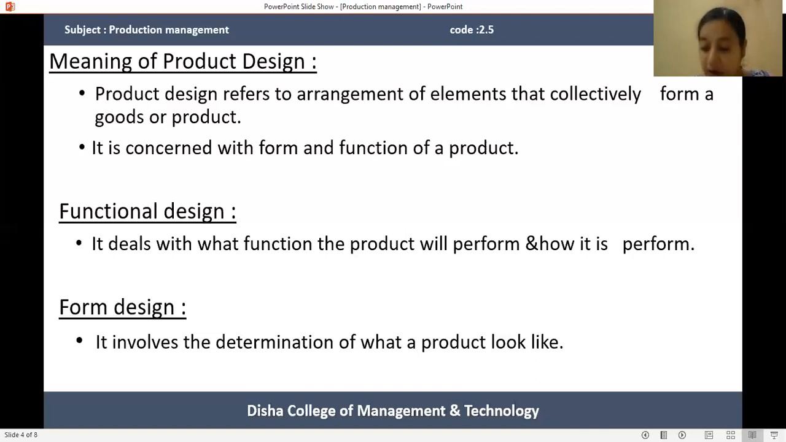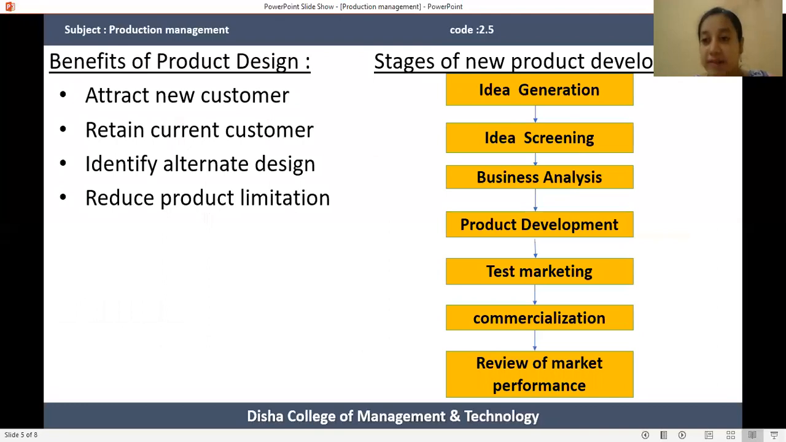So this is all about the concepts of product design. So what does product design mean? Product design is a drawing or plan related to a particular product that shows how the product looks like and what functions the product has to perform. Next comes the benefits of product design.